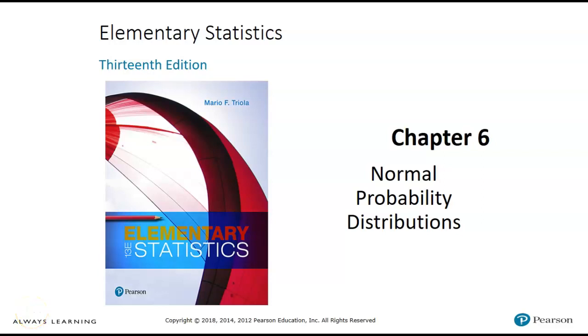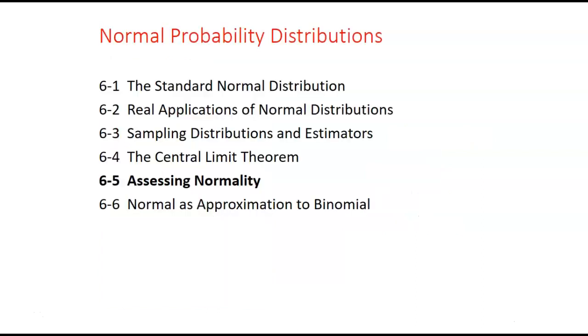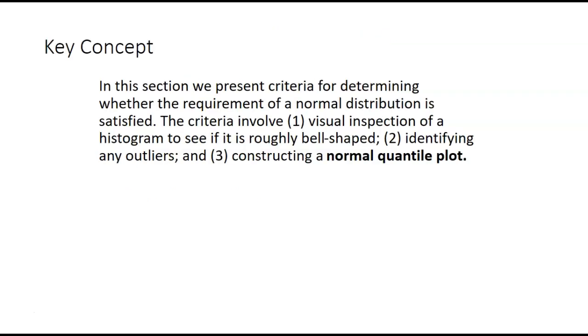Today we'll be continuing our work with Chapter 6 on normal probability distributions. We'll be specifically looking at Section 6.5 on assessing normality. We will be skipping Section 6.6 on normal as an approximation to binomials.